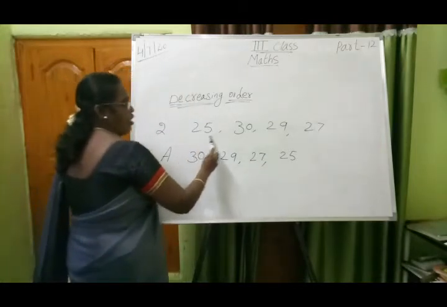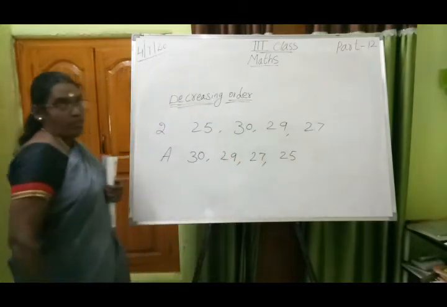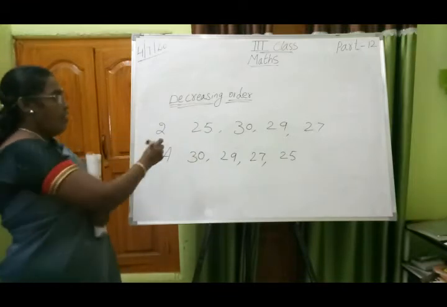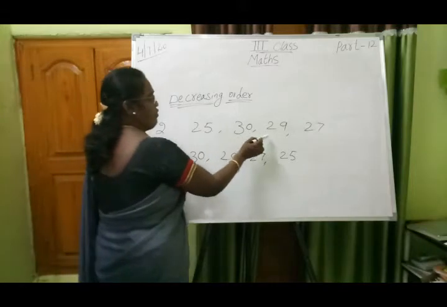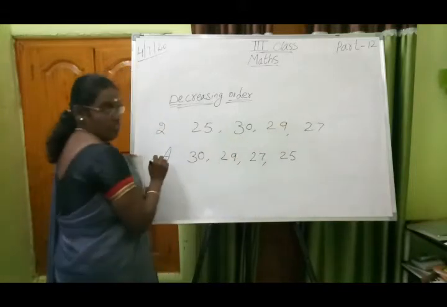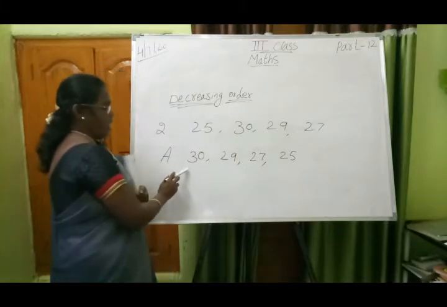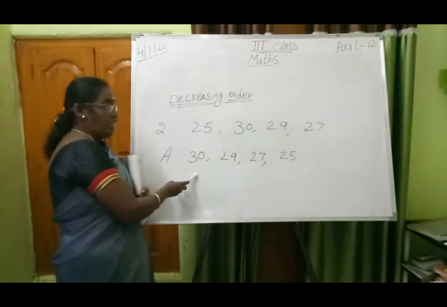Here, what is this number? 2-digit numbers. First, we have to check the 10th place, which one is big. Here in the 10th place, which number is big, children? 3. So we have to write here 3, 0, 30.